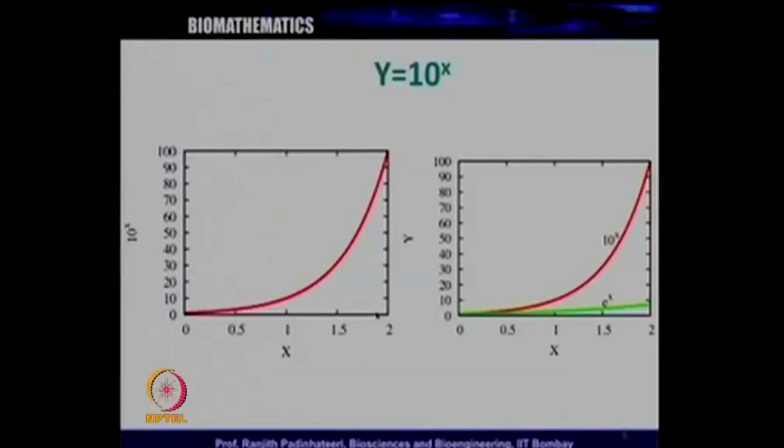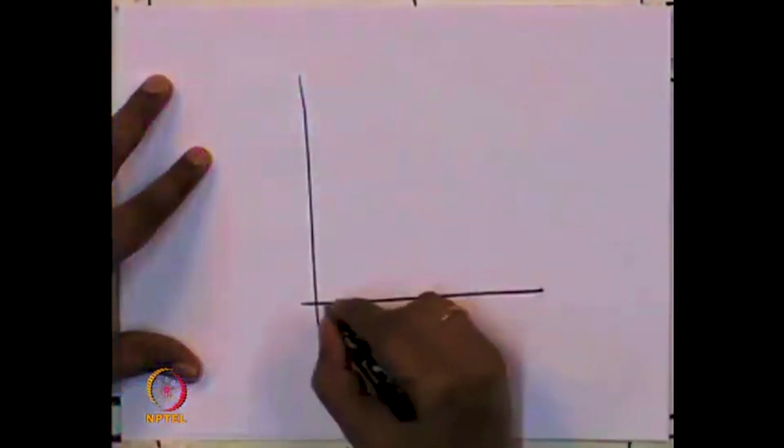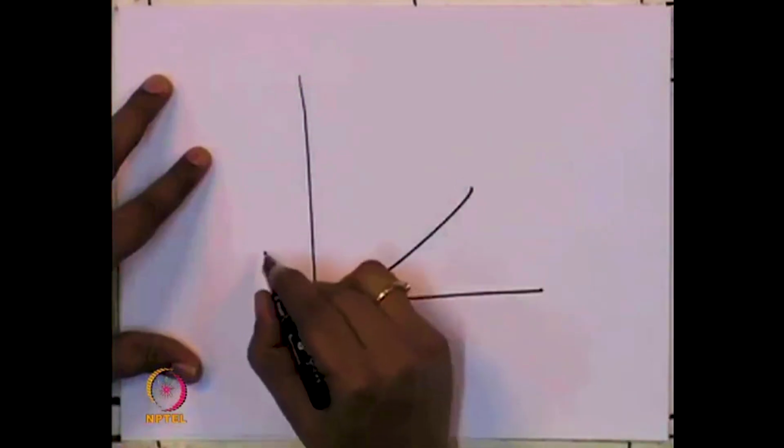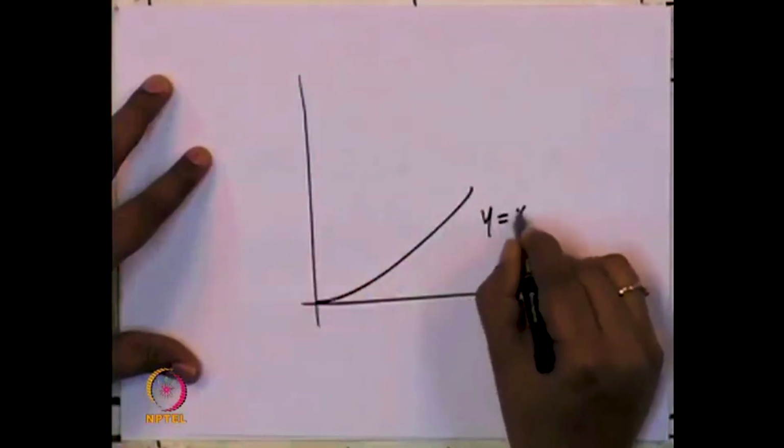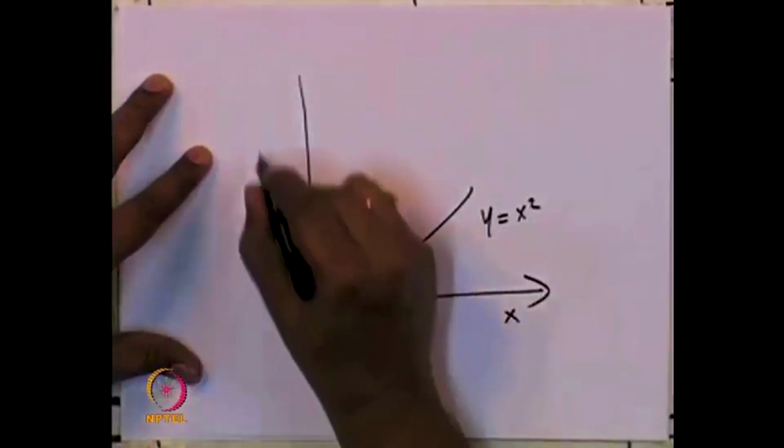One more function is 10 power x. Now, we learn many functions from the beginning, like y is equal to x square, y is equal to x cube, and so on. So, we had something like y equal to x square, and for every x value we had a y value.